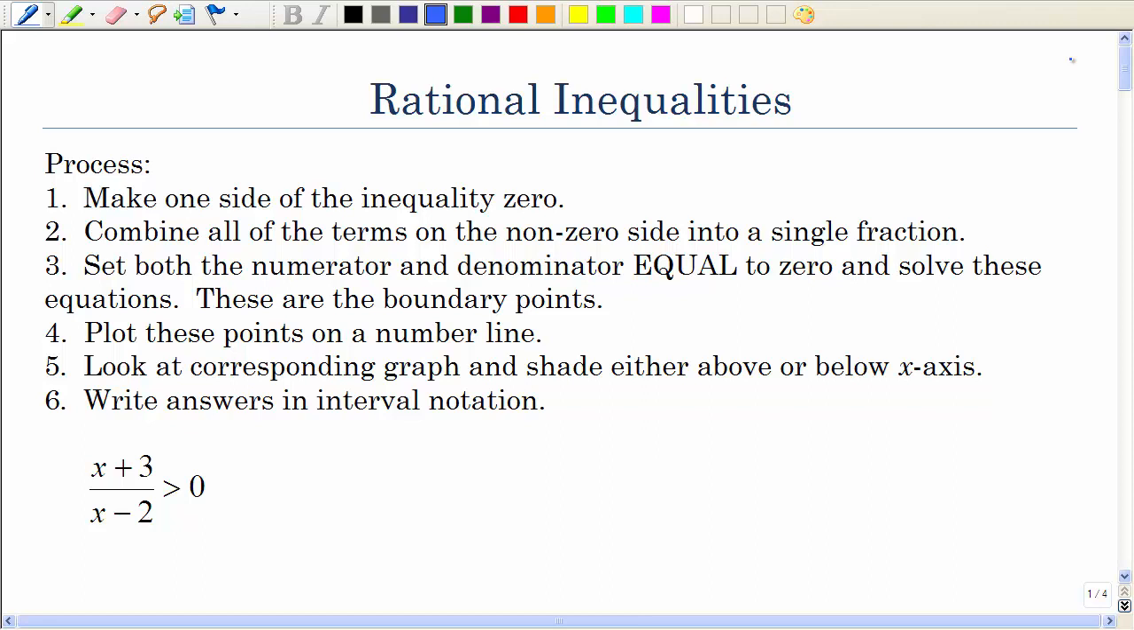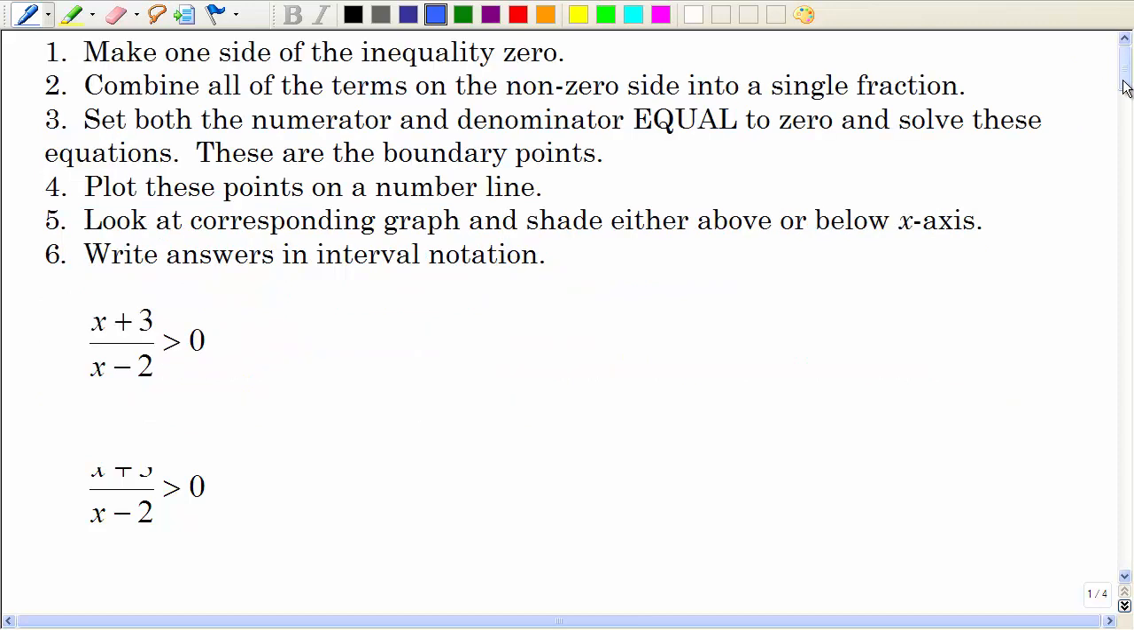Here we will be solving rational inequalities using a graphing approach. If you would like to see the more traditional approach, where you use test points, please refer to the other video. A graphical approach is almost the same as the traditional approach.